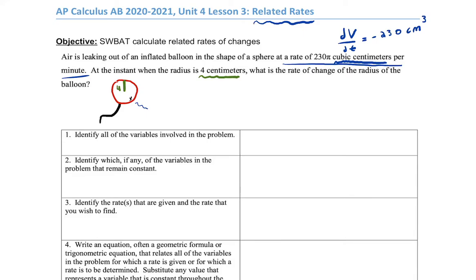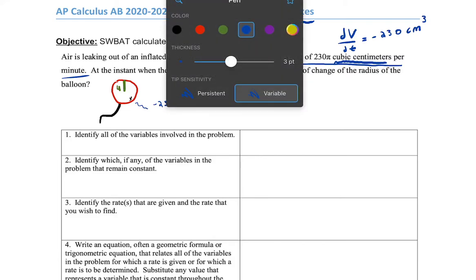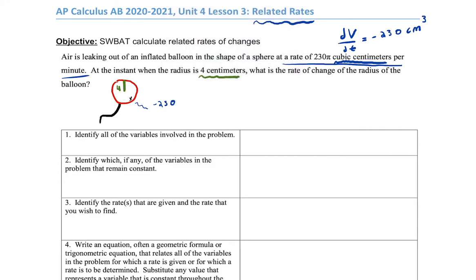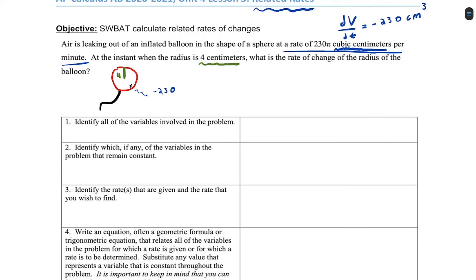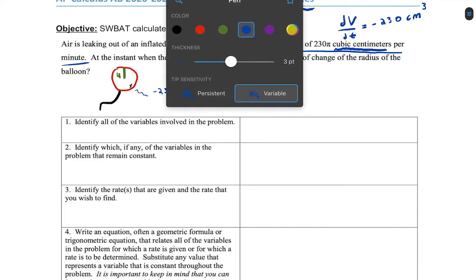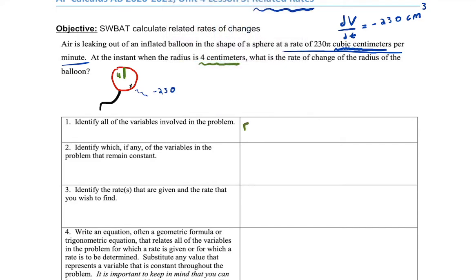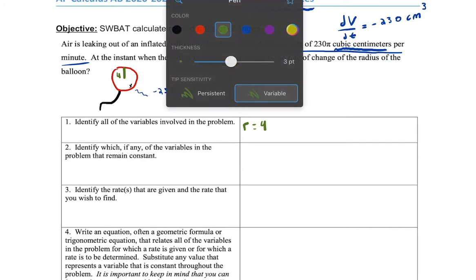So basically, if you know how fast air is leaking out at a rate of minus 230 centimeters cubed, and you know how big the balloon is, how fast is that balloon shrinking? How fast is the radius of the balloon shrinking? And so variables we have in the problem, right? If we are thinking about the variables that are involved, we know the radius of the balloon is important. All right, so the radius of the balloon we actually know is 4, at least when we are interested in the problem.